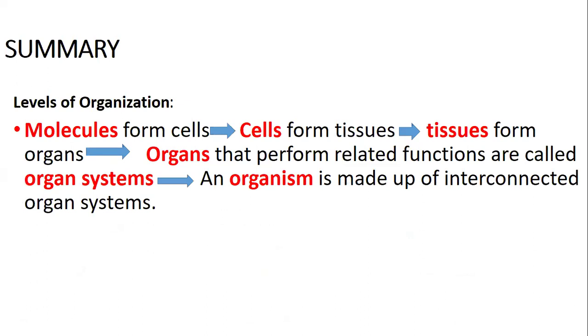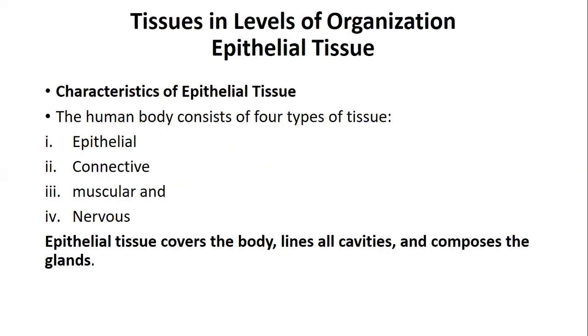Therefore, in summary here, we can say there are molecules that form up cells. So molecules will form up cells, cells will form up tissues, tissues will form up organs, organs that perform related functions will form up organ systems. Then organ systems will form up an organism, which is made up of an interconnection of organ systems like the ones that we have just highlighted. So that is about these levels and their interconnection.